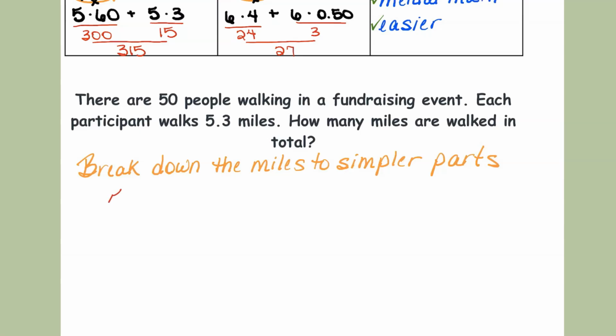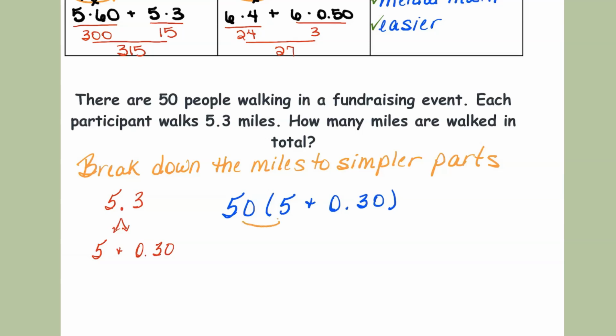So take that 5.3 and let's separate that out into two pieces that can be added together. And we're using the whole number and then the tenths place. So 5.3 can be broken down into 5 and 3/10. So I'm going to use that 50 and I'm going to multiply it by the 5. And then I'm going to use that 50 and multiply it by the 3/10 there.